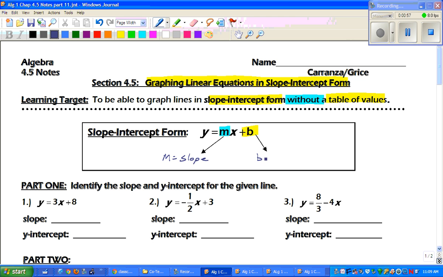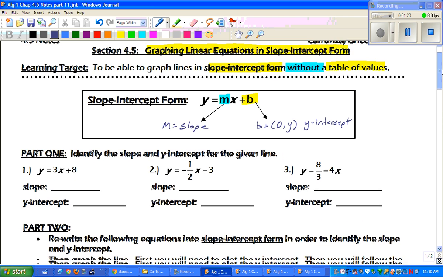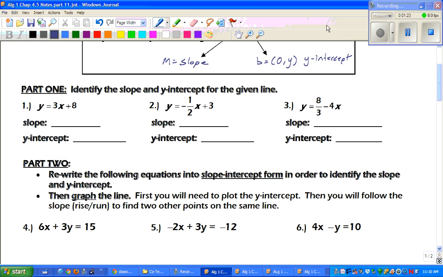And the b is actually a point, and it's 0 comma b, or not b, I apologize, 0 comma y. And this is our y-intercept. With these two pieces of information, we're able to graph lines without a problem. So let's just go through some identifying parts. It says identify the slope and y-intercept for the given line.